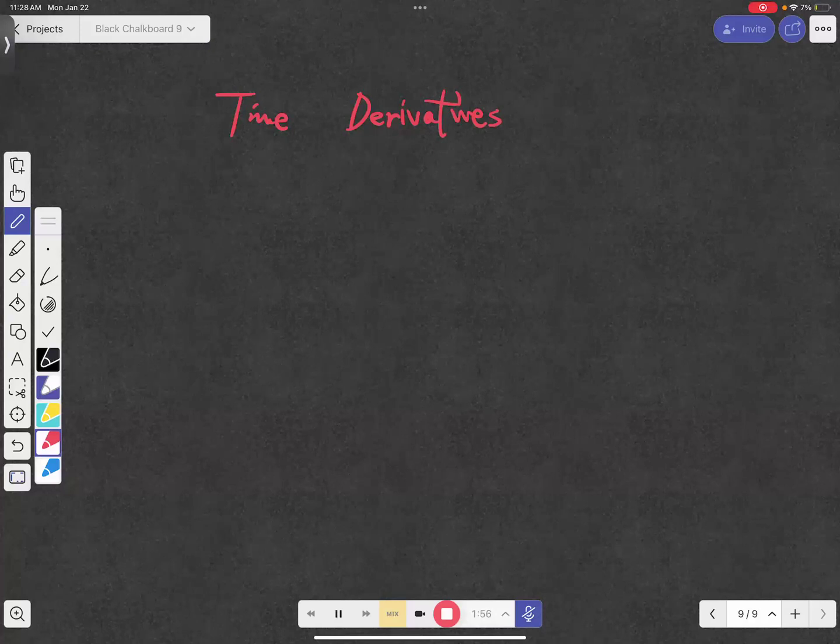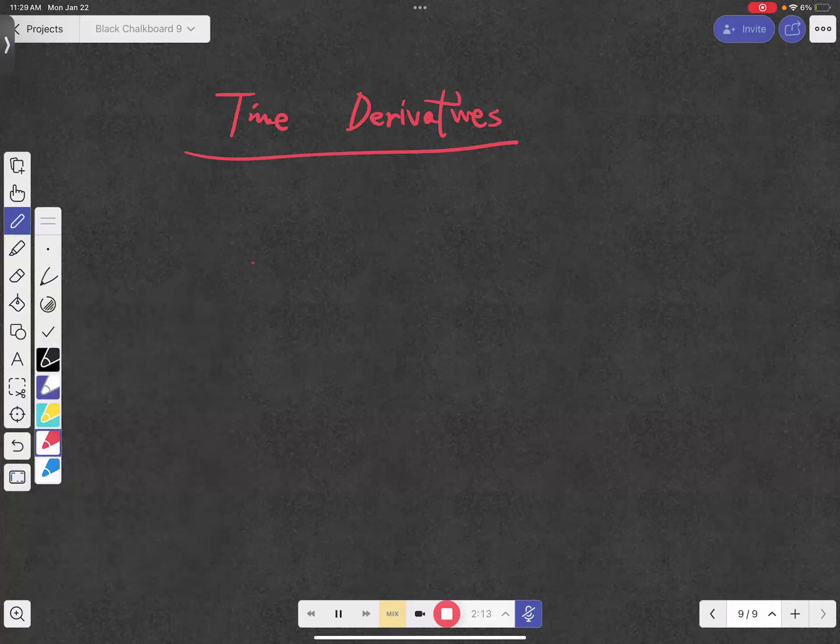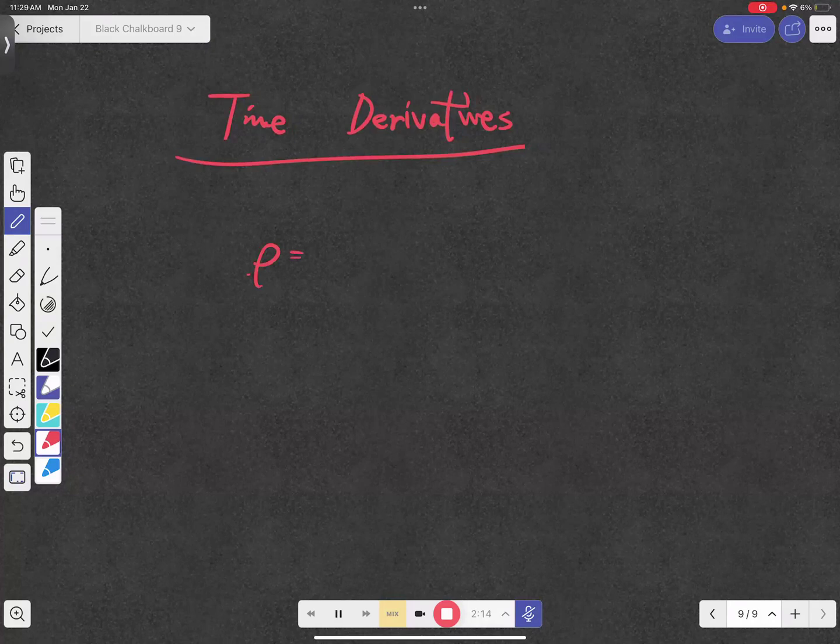Now, why do I want to talk about the derivative? It seems very trivial, right? I just want to talk about that because that is where things start to become more complicated. For a fluid, for a single solid material, we have something called density. Okay, so what is the density?